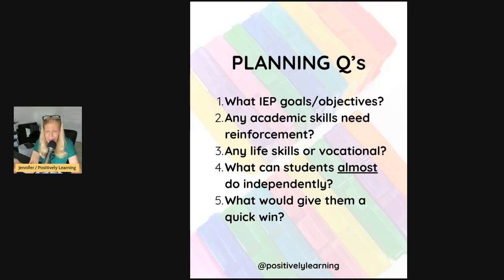But we also don't want it to be too boring. We want tasks that students can start, they can push through, and they can get to the finish without depending on you. Question 5. What would give students a quick win?